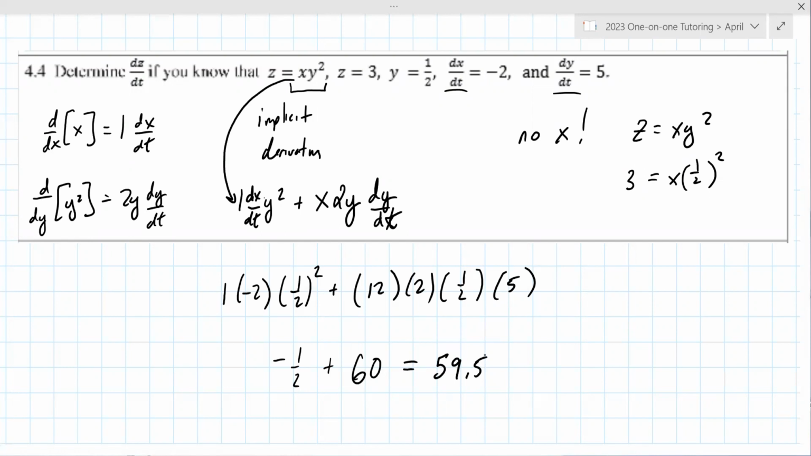So the main thing here is a reminder of your implicit derivatives, if you haven't done those in a while. Let me know, we can move on to 4.6. 4.5 is a free response question that's not on here.